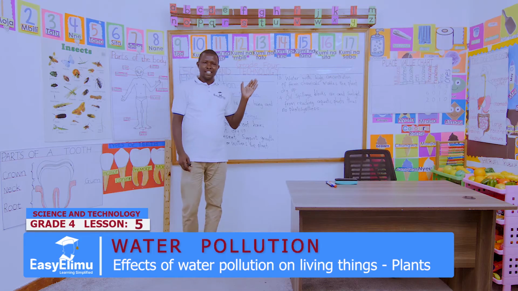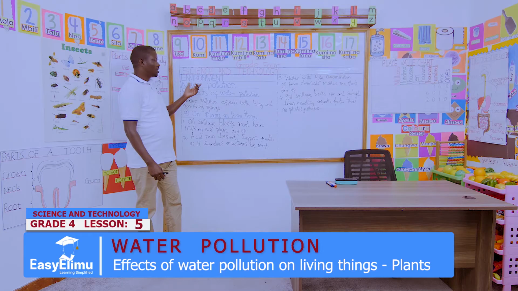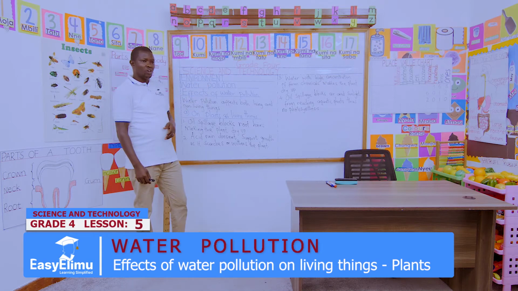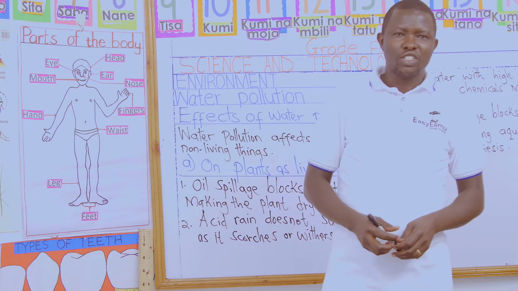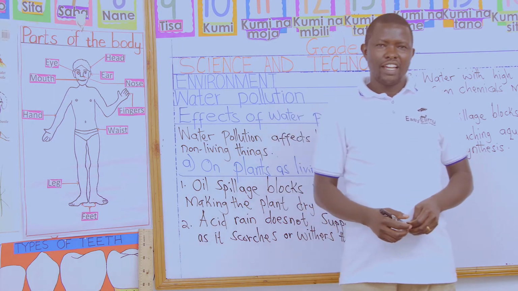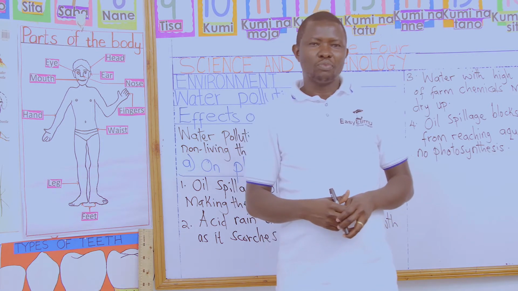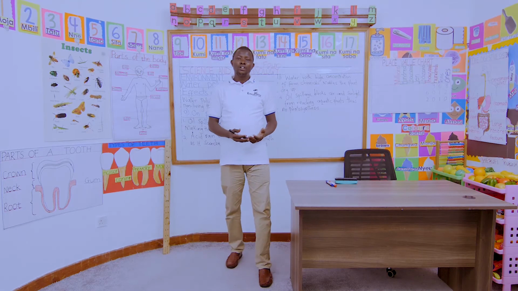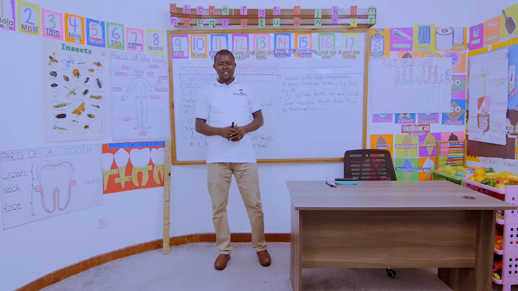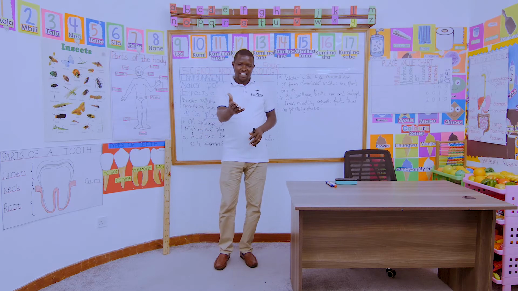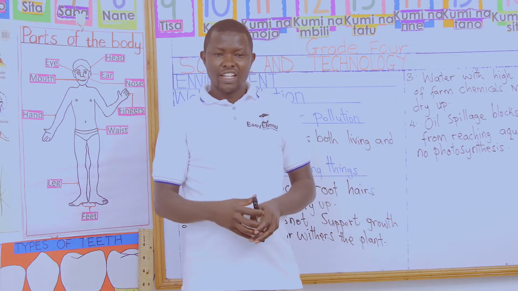On our lesson for today in grade 4 Science and Technology, we'll continue with environment on water pollution, and we will focus more on effects of water pollution on plants. Before we embark on effects on plants, I would like us to review our previous lesson on effects of water pollution on animals. Jane, what did we say are effects of water pollution on animals?